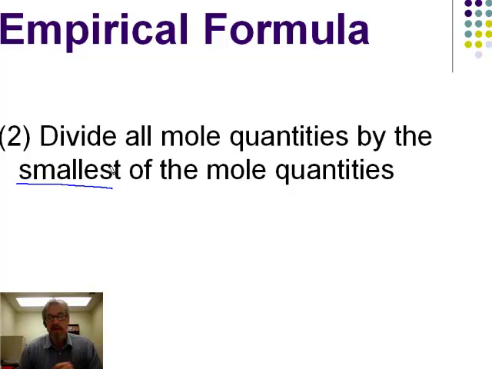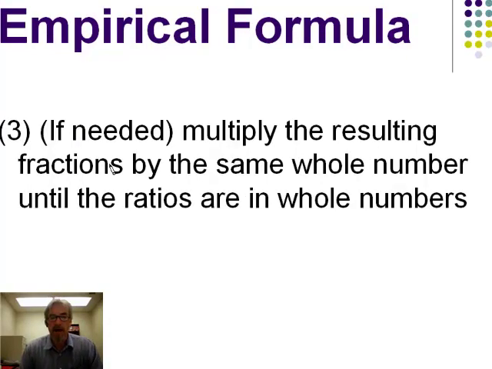And then divide all the mole quantities by the smallest of the mole quantities. That will give you some numbers. They'll either be whole numbers. If you're within a few hundredths of a whole number, you can round right to the whole number. Otherwise, they'll be simple fractions, like 3/4 or 2/3 and 1/3 or something like that. Very simple fractions. Nothing complicated. If they're not whole numbers, then multiply the resulting fractions by the same whole number, multiply all of them by the same whole number, until the ratios are all in whole number form.